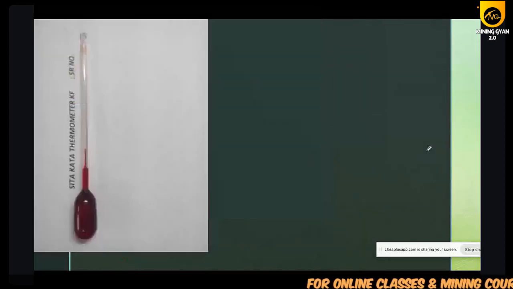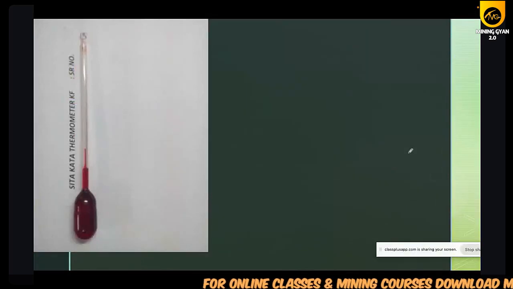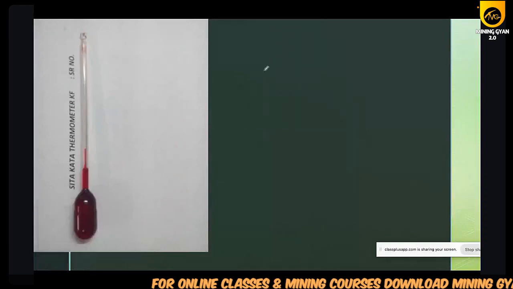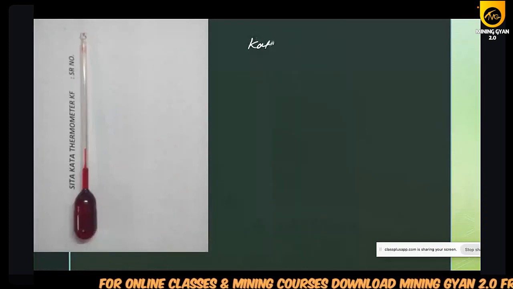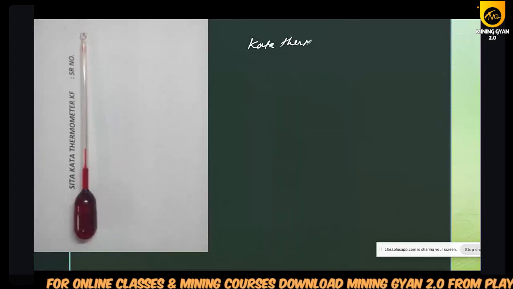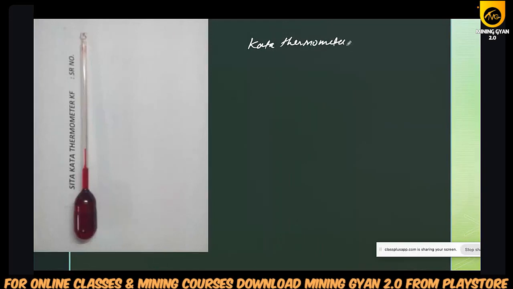Just remember this information. This is the Kata thermometer. The Kata thermometer is also used to find out the relative humidity and the air velocity.